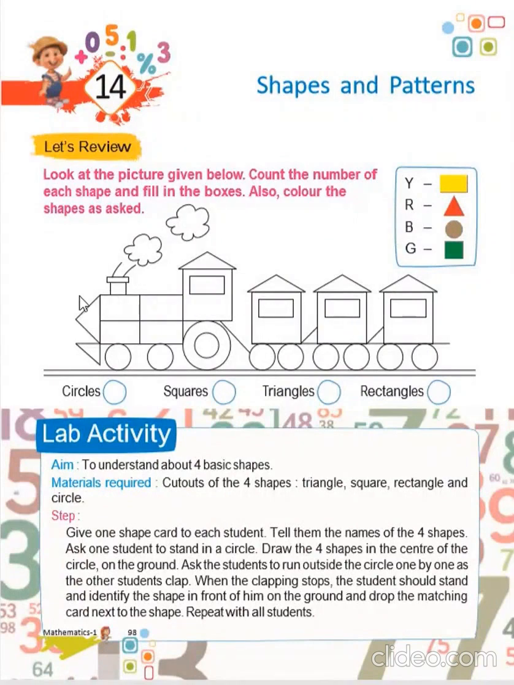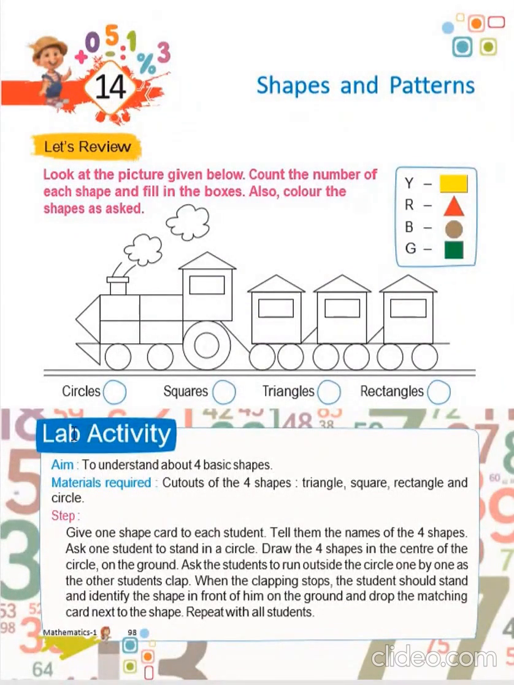Like this we have to identify how many circles, how many squares, triangles and rectangles there will be. So overall in this we have 10 circles, 5 squares, 8 triangles and 9 rectangles. And we have to color the shapes: yellow in the rectangular shapes, red in triangles, brown in circles and green in squares.